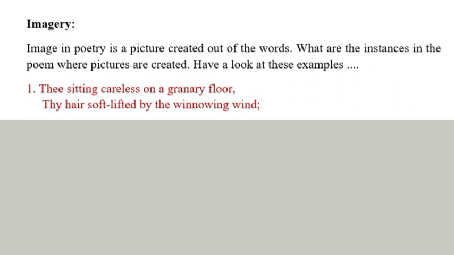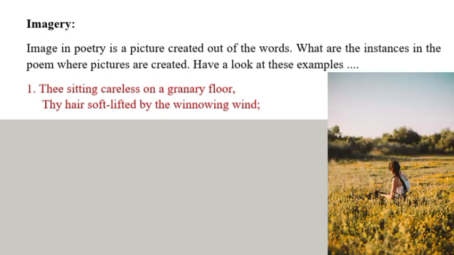What are the instances in the poem where pictures are created? Can you think of some examples from the poem? I'm going to give you a few examples. I have collected 8 of them, and I'll speak of those 8 instances, and you will try to see what picture is actually created. Number 1: "Thee sitting careless on a granary floor, Thy hair soft-lifted by the winnowing wind." The first one.